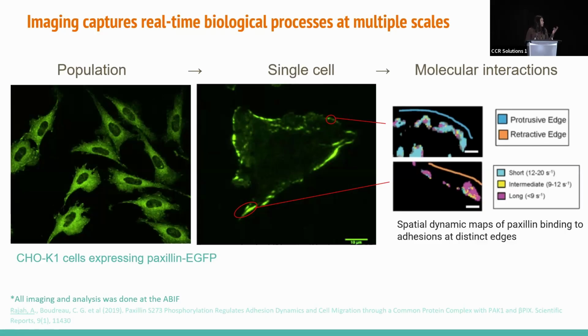So all the images that we acquired were at the ABIF, and all the analysis was also done at the ABIF. And the paxillin binding rates, that analysis was actually done through a technique called temporal image cross-correlation spectroscopy. So the ABIF was actually able to bring in-house this analysis from a group at the University of California in Irvine in order to help advance our research.